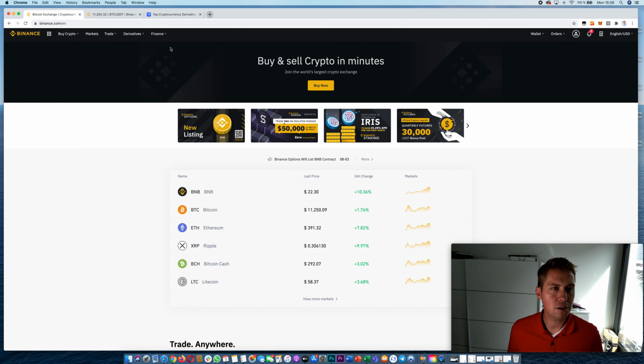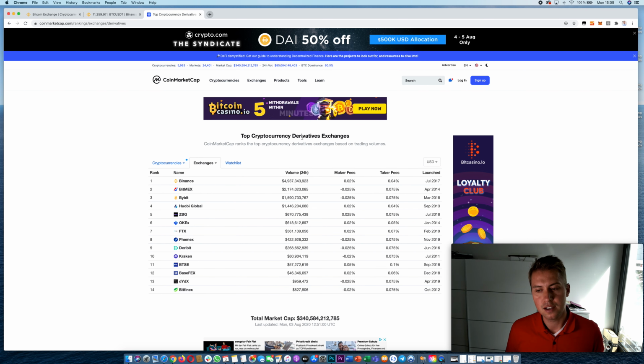You can see that if you go to coinmarketcap.com, and there you can see all the exchanges and especially all the derivative exchanges or all the futures exchanges. So if you want to trade with leverage, you usually do that on a futures exchange. And the biggest futures exchange right now is Binance. So meaning you are not just trading simple Ethereum, but you actually trade with high leverage.